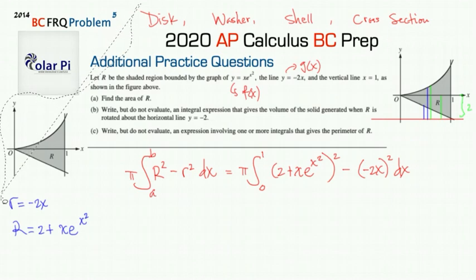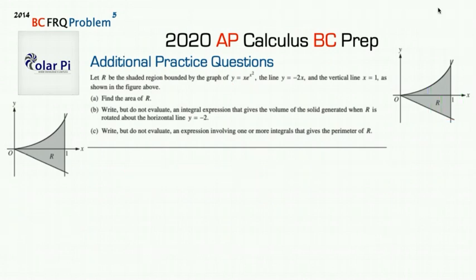This last bit is very atypical. I have looked at a lot of FRQs over the years, and I have never seen one where you have to do a line integral, and that's what we have to do for part C. Why? Because it says, write but do not evaluate an expression involving one or more integrals that gives the perimeter of R. So we need to know the perimeter of R, so the length all the way around.